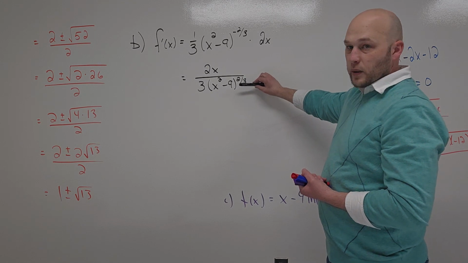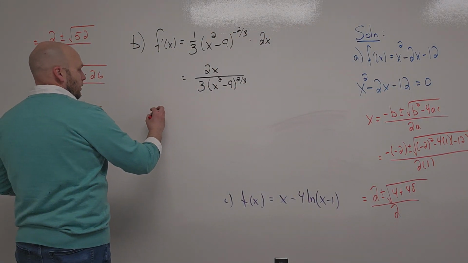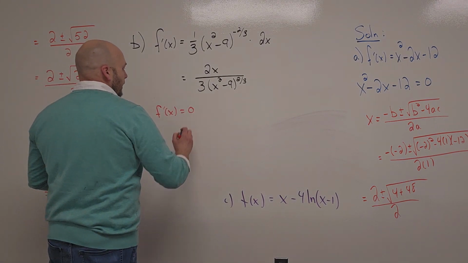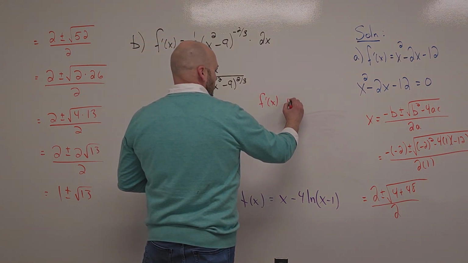So really what I'll do is I'm going to set up two equations. So let's say I've got, so f prime equals 0, and then I'll also have, say, f prime is undefined.